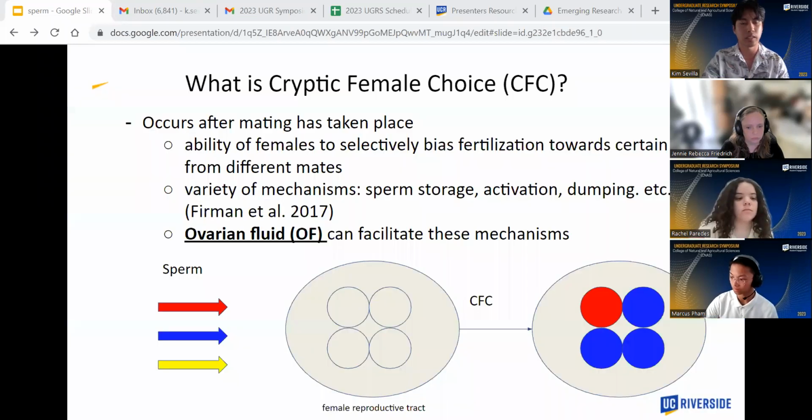So what is cryptic female choice? Cryptic female choice refers to the process by which the female reproductive tract can influence the fertilization success of certain males over others. Pictured below is a diagram I made that illustrates how cryptic female choice works. As you can see, these three colored arrows represent sperm from three different males going to the female reproductive tract to reach the eggs. Here, cryptic female choice selectively favors the blue sperm more compared to the red and completely prevented the yellow sperm from fertilizing the egg, otherwise known as sperm dumping. These can occur through a number of mechanisms, of which the ovarian fluid presides over.